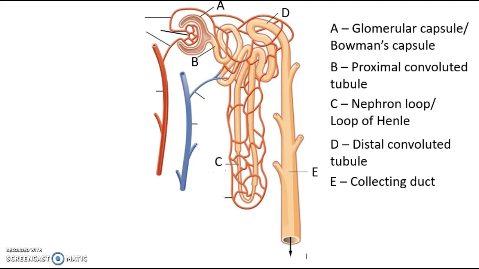The collecting ducts of nephrons would enter into the minor calyx, go into the major calyx, ultimately flowing into the ureter, which would then remove the contents from here down to the bladder.